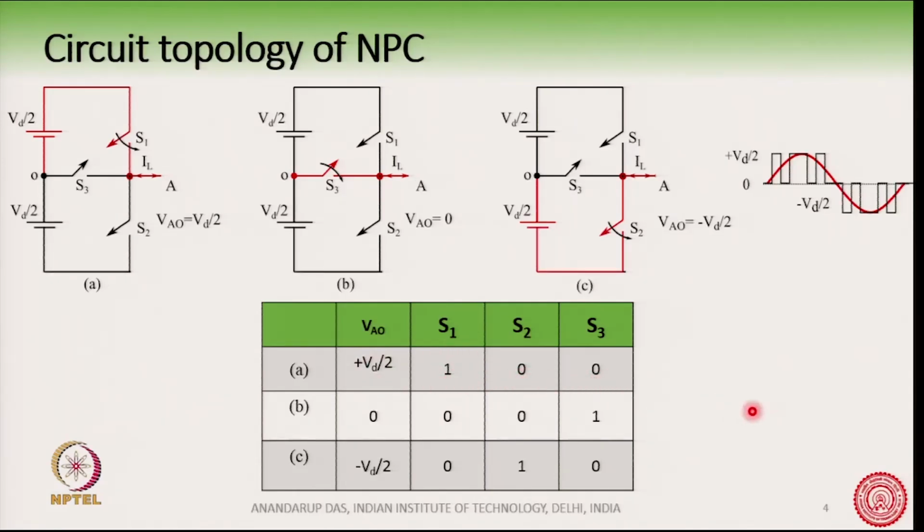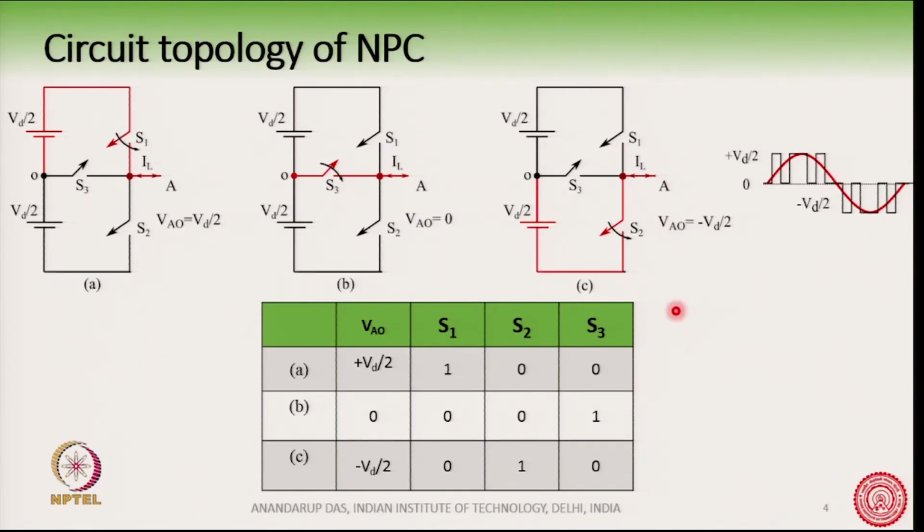S2 and S3 are off. On the other hand, if I look into this C figure, if I turn on S2 here, this lower switch, and I turn off S1 and S3, then the voltage VAO will be minus Vd by 2. So, this is what is shown here, VAO is minus Vd by 2, 0, 1, 0. These switches are ideal 4 quadrant switches. So, they can carry current in both direction and can block the voltage in both direction, generic switch here, we have started with that.